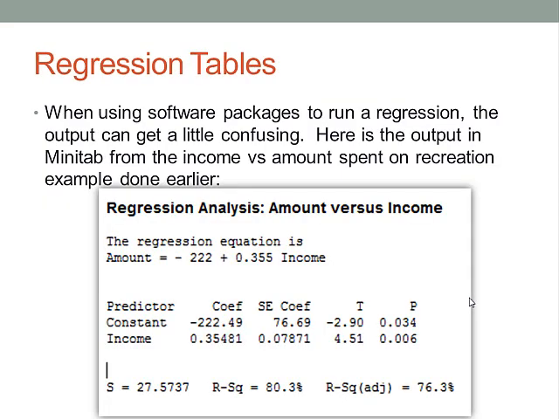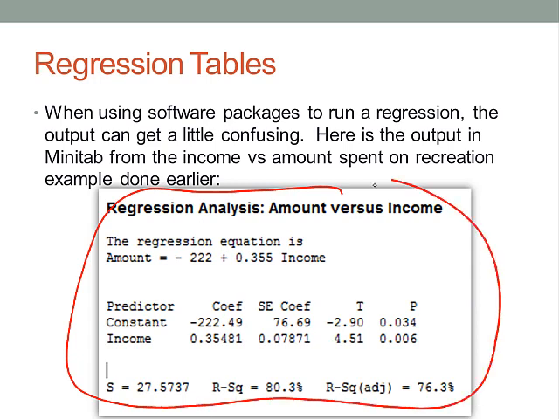Regression table. So you notice when I ran the software in Minitab and StatCrunch, a lot of stuff got spit out at us, right? Here was the Minitab output. Okay, and I may have been premature in trying to get us to interpret all that. There's probably a lot of stuff thrown at you at once, and I apologize, but here is the equation.